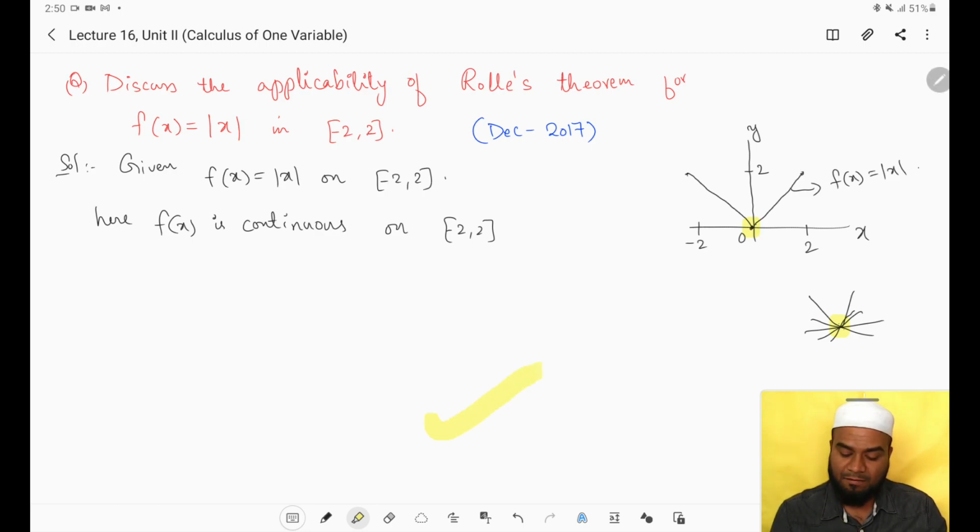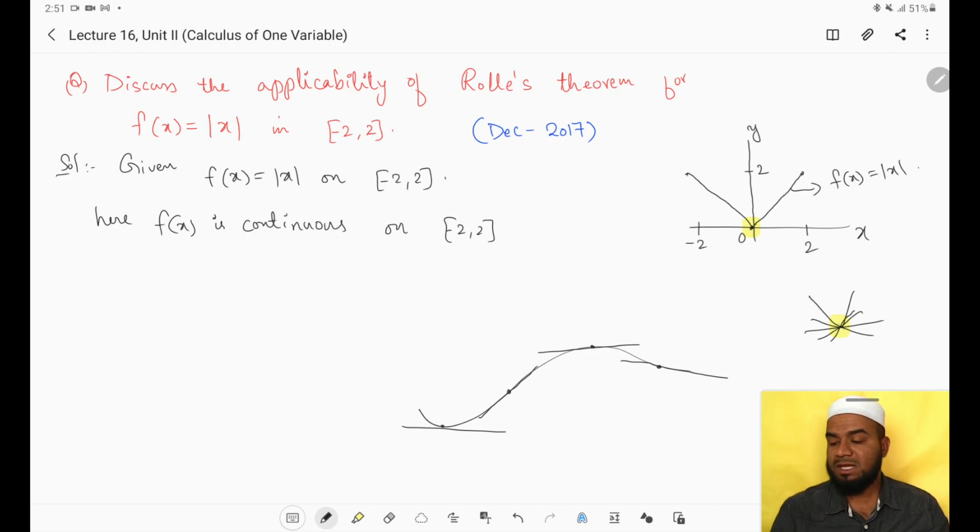So if we are having a smooth curve like this, then this is differentiable, because at each point, you consider this point, you will be able to draw only one tangent. You consider this point, only one tangent. Like that, these smooth curves are always differentiable.